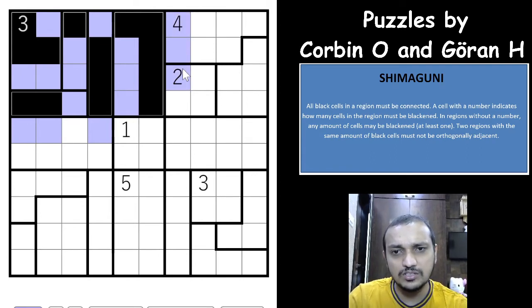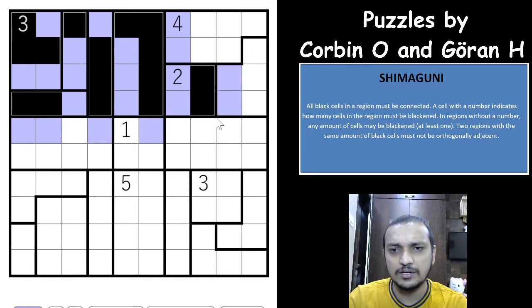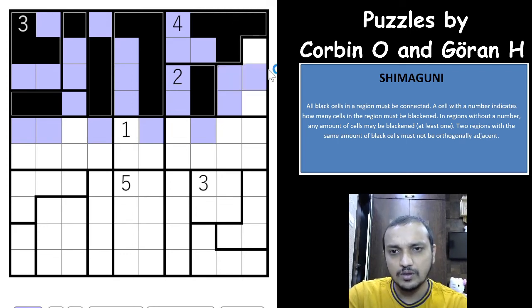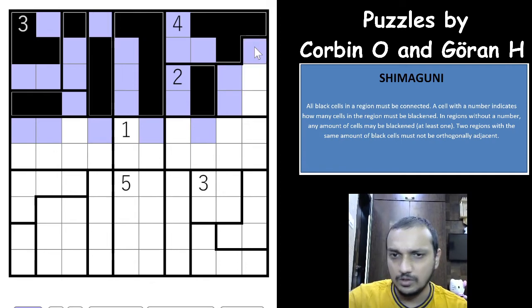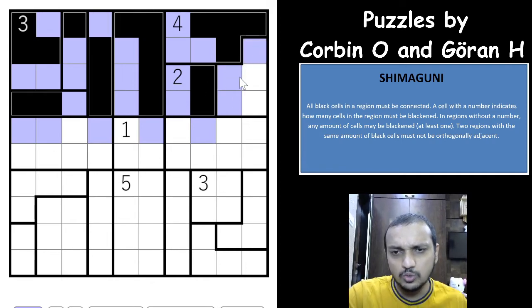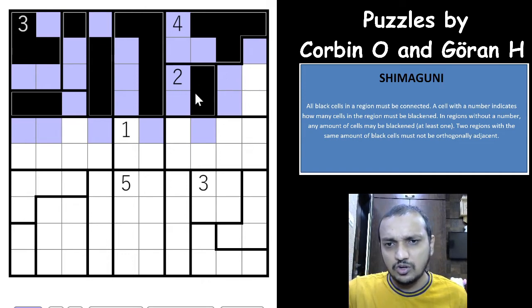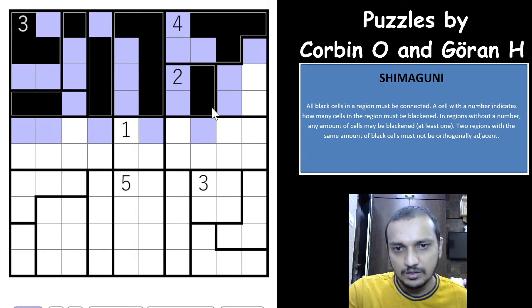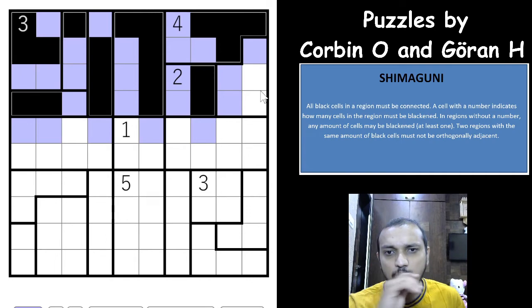So all of these cells will have to be unshaded, and which means now this region with the 2 here will need to have 2 cells shaded, and there are only 2 cells remaining here. Okay, and this region needs to have 4 cells shaded, and only 4 cells are remaining, right? Awesome. Okay, so now this region needs to have either 2 cells or 1 cell shaded, and 2 cells are already shaded here, that is orthogonally adjacent, so it can have only 1 cell shaded here. That is done. Okay, so the top part of the puzzle is done.